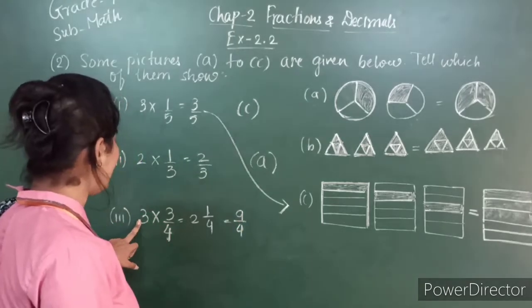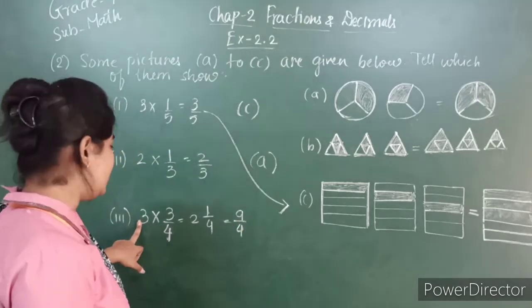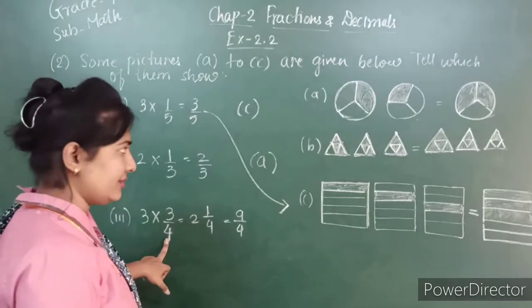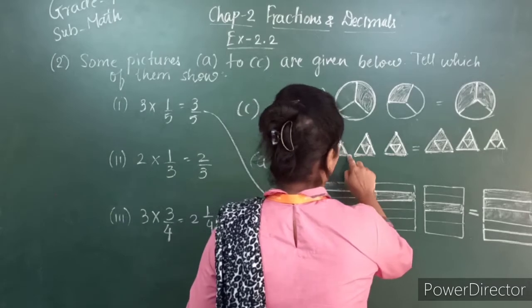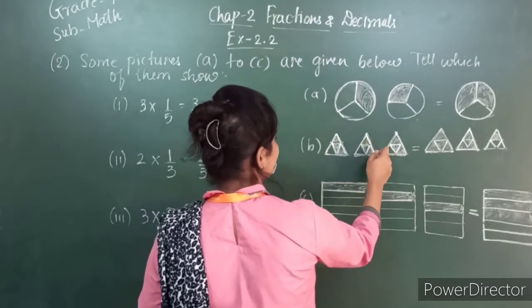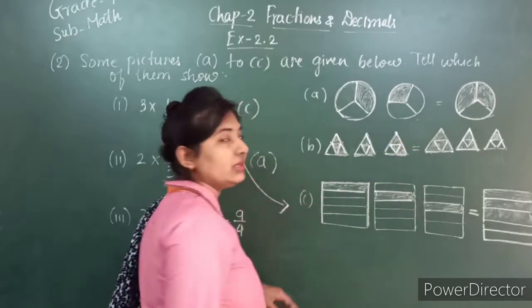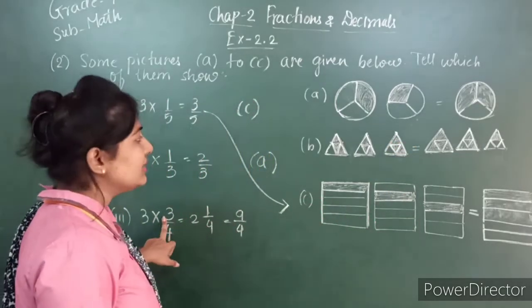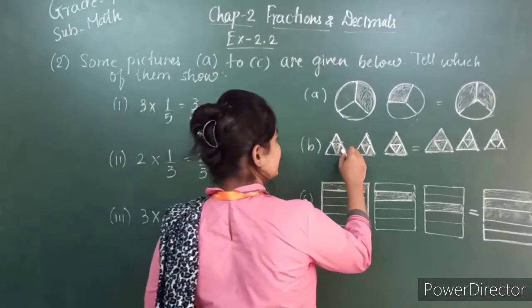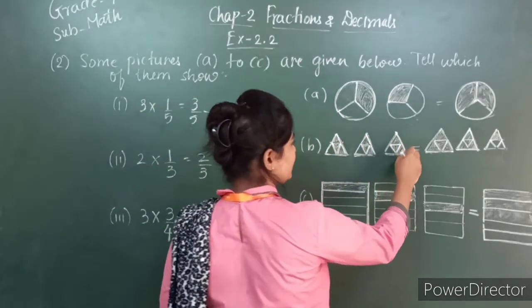So here we have to find out the 3 pictures in which total 4 parts are there. So these are 3 pictures in which 1, 2, 3 and 4. Total 4 parts are there in which 3 portions are shaded. So 1, 2 and 3, 1, 2 and 3, 1, 2 and 3.